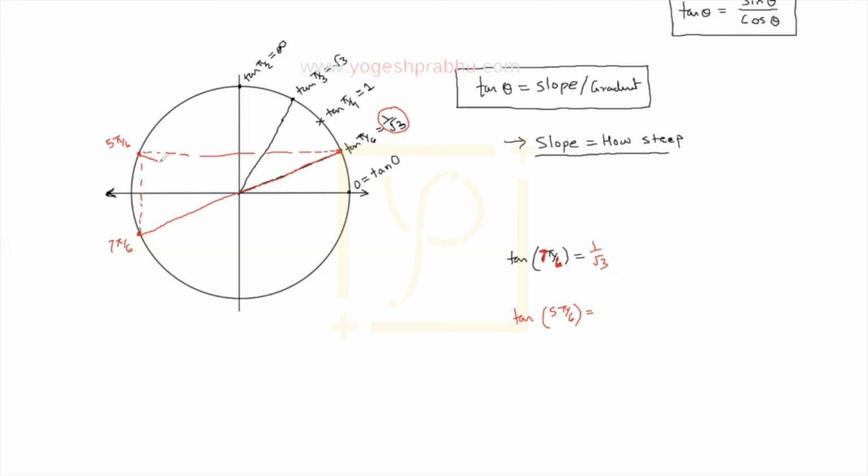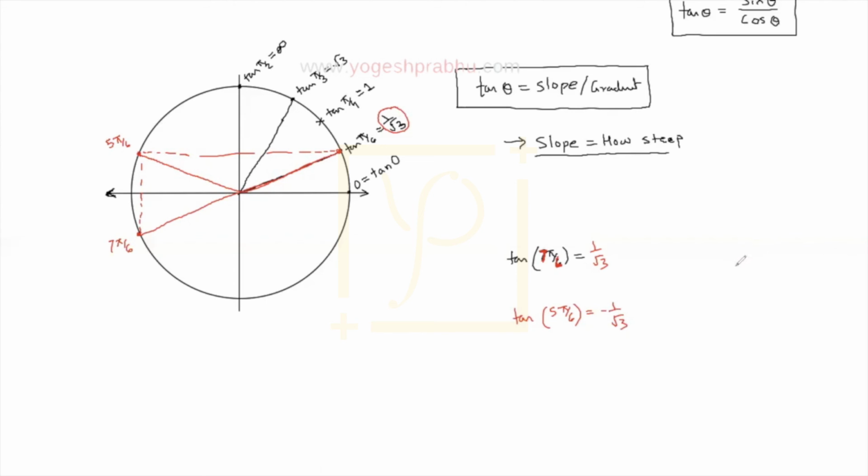Now the slope of 5 pi by 6. I just want you to understand with your common sense that this line and this line are equally steep. So they both have an equal slope. It's just that one is going in this direction and the other is going in this direction. So the slope magnitude is the same, 1 by root 3, just that the direction is the other way around. So we say the slope of 5 pi by 6 is just minus 1 by root 3. Let me write that. This answer is going to be minus 1 by root 3.